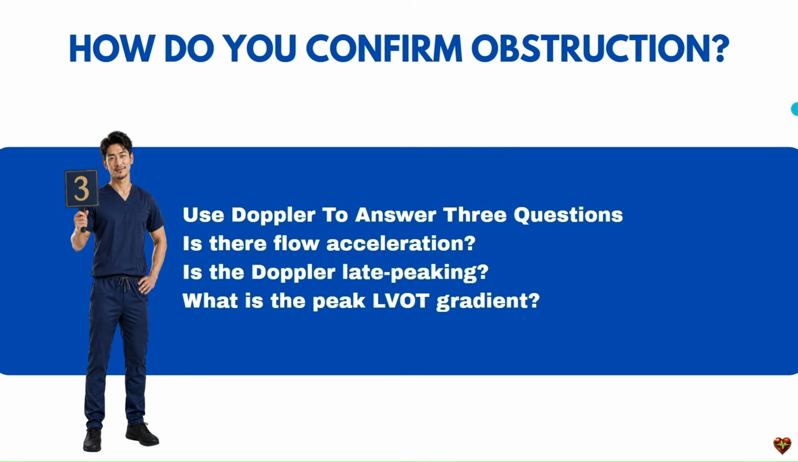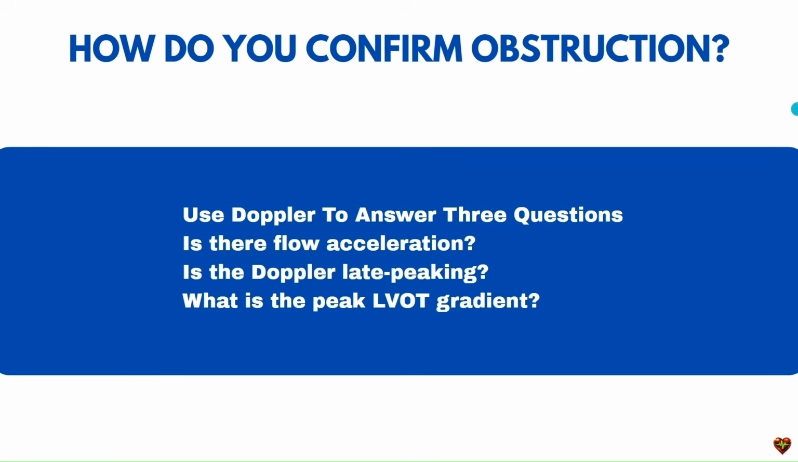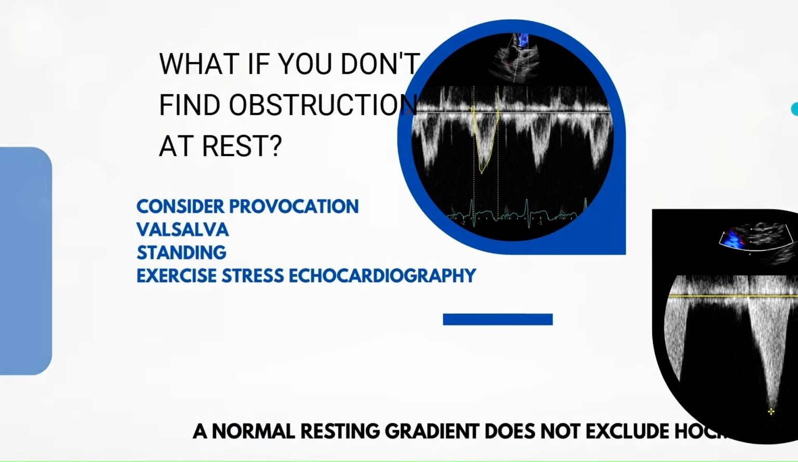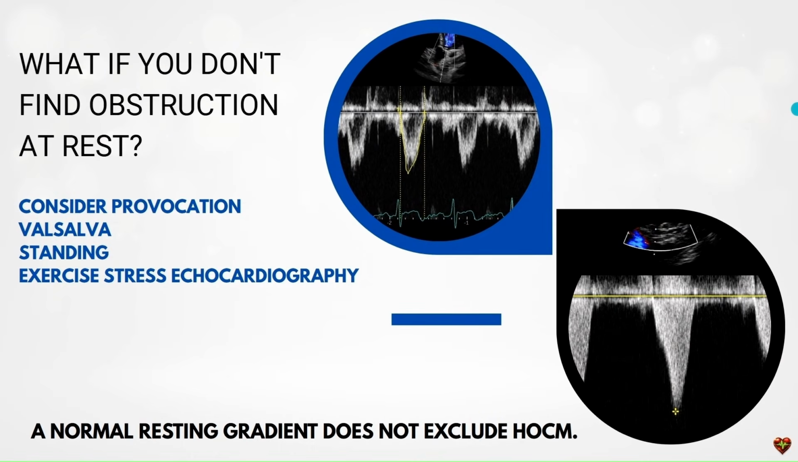Notice how every step builds on the previous one. We aren't randomly collecting information, we're answering one question at a time. Before we finish the study, there's one more important step. This is one of the easiest mistakes to make. Please remember, if the resting gradient appears normal but your suspicion remains high, don't forget to use provocation.